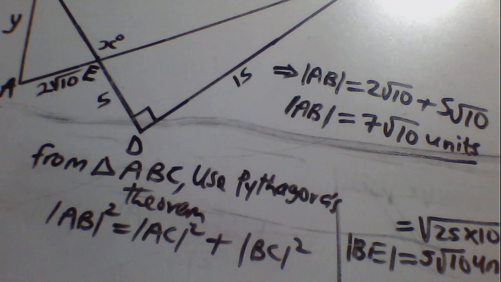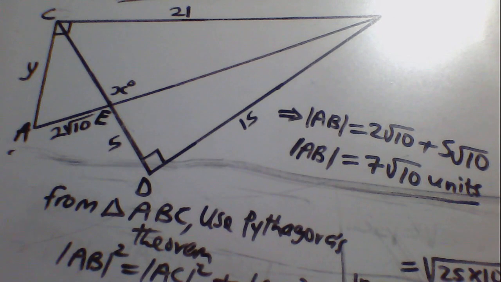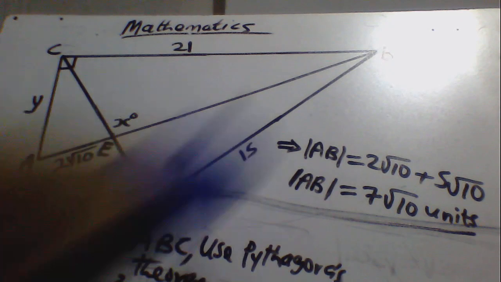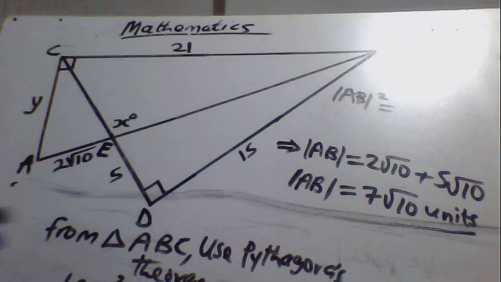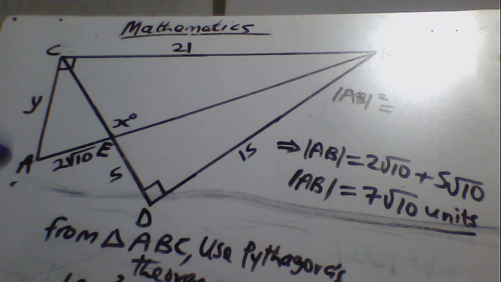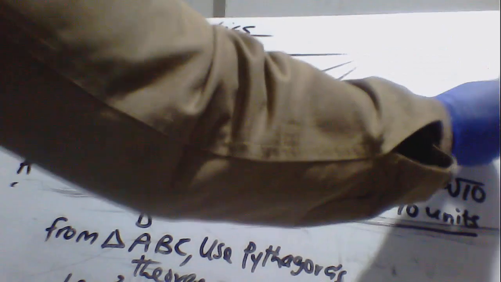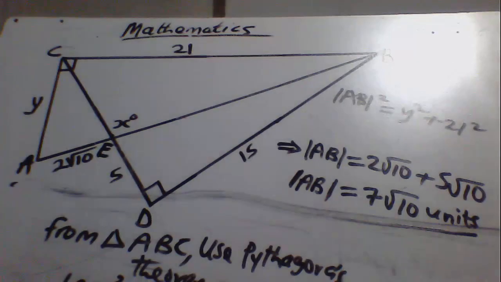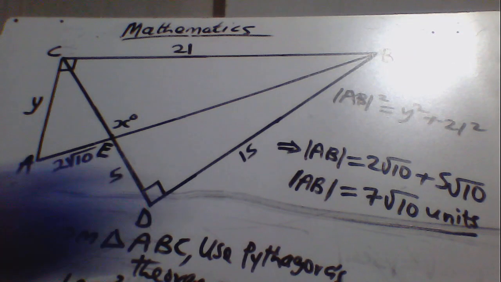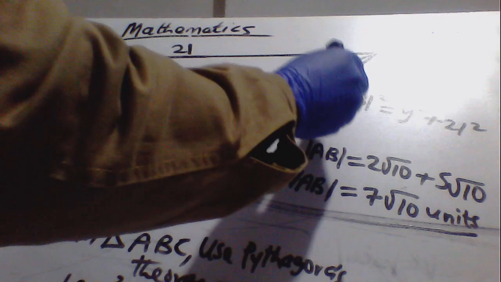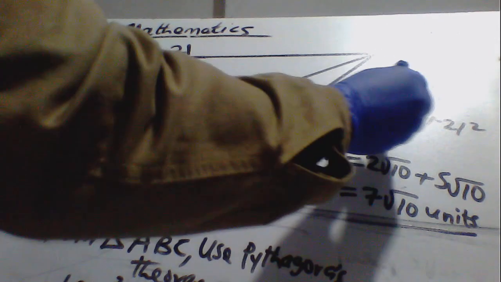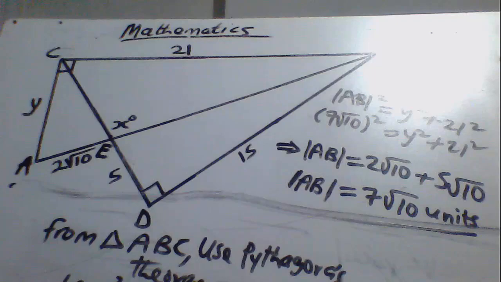So once we have stated the Pythagoras, we will return here. Let y be equal to AC. So AB squared is equal to y squared plus 21 squared. We know that AB is equal to 7 root 10. So we have 7 root 10 squared is equal to y squared, because you are asked to find the value of y, plus 21 squared.